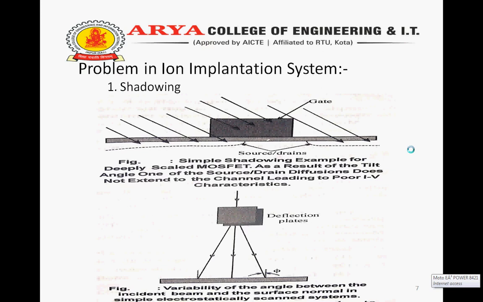The problem of shadowing can be further complicated by using simple electrostatic scanning as shown in the figure. The scanning plate deflection can cause the implantation angle to vary from 5 degrees to 9 degrees across the wafer unless a second set of plates is added to compensate for this effect.